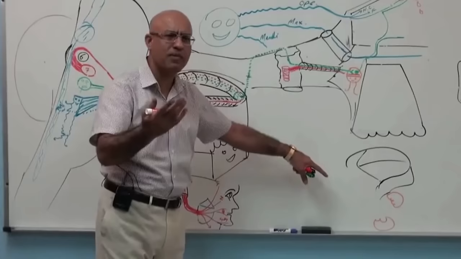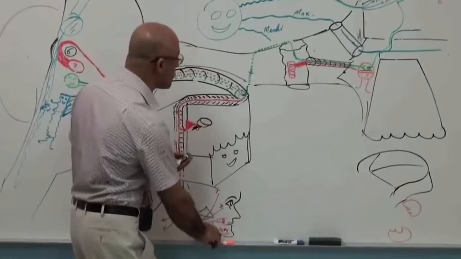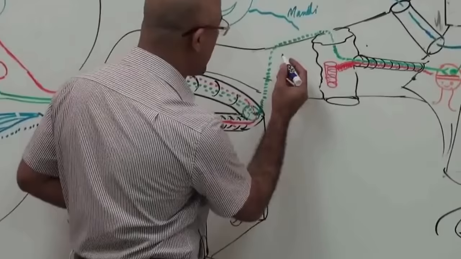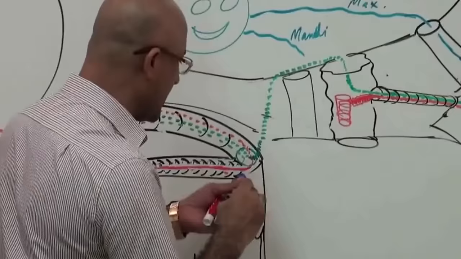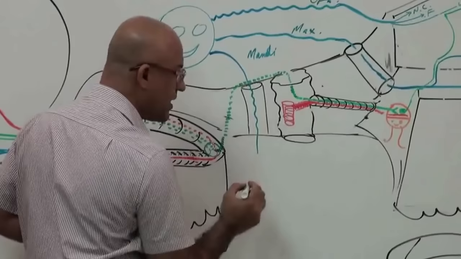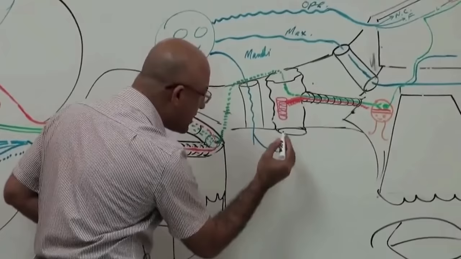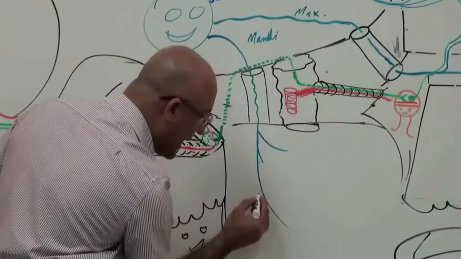A little bit about the whereabouts of the lingual nerve. You must be knowing there is something called foramen ovale here. You know, foramen ovale here. Through foramen ovale comes the mandibular division. You understand it? Mandibular division. One of the branches of the mandibular division is divided into anterior division and posterior division. I will not go into detail. One of the branches of the mandibular division is called the lingual nerve.